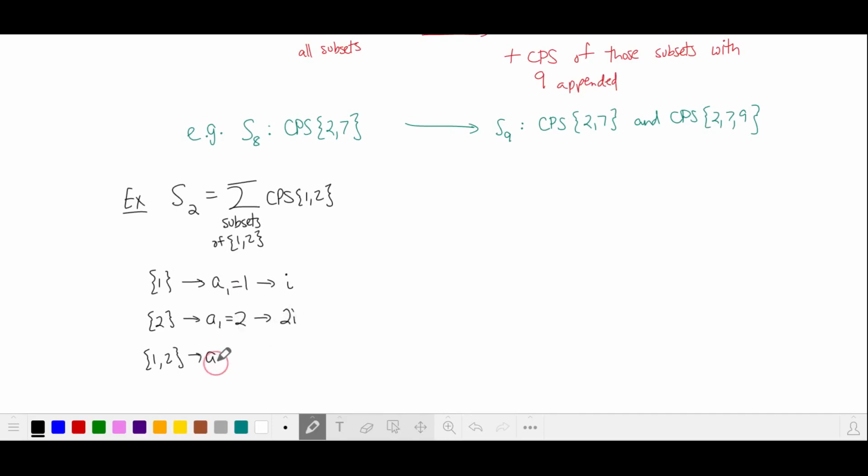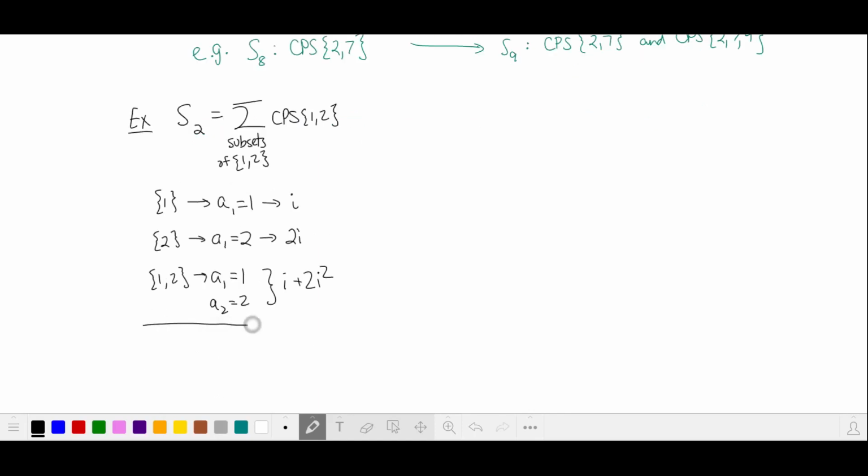For this last subset, we have a1 equal to 1, a2 equal to 2, so the complex power sum is i plus 2i squared. Adding these, we'll get S2. This is 4i plus 2i squared. Let's now compare this to S sub 3.